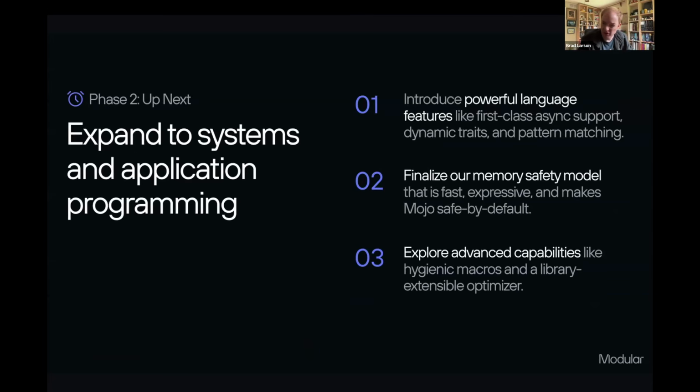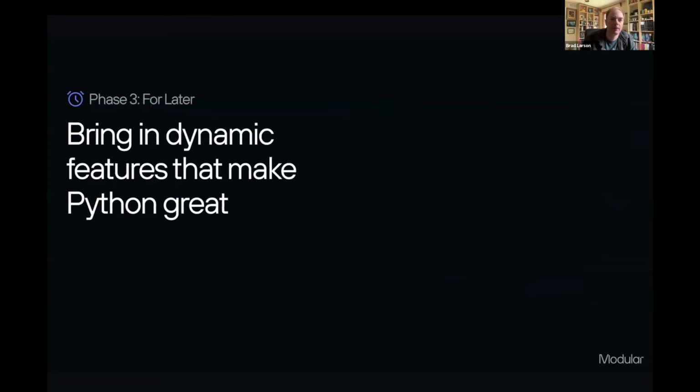This is where our roadmap gets a little fuzzier, in that we know many of the broad strokes of what we want to do in this time frame, but the specifics aren't quite as nailed down and spec'd out as we have in phase one. Big themes in this phase include finalizing the memory safety model, building robust asynchronous programming interfaces, and other major components to expand Mojo's use as a systems programming language.